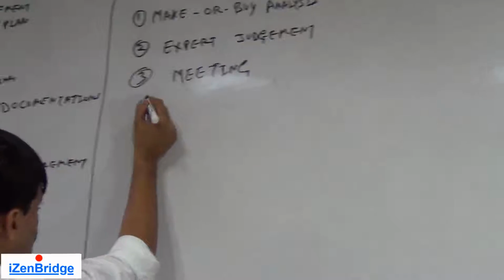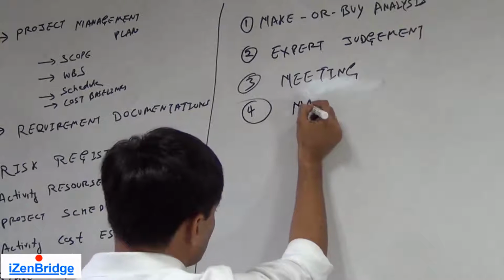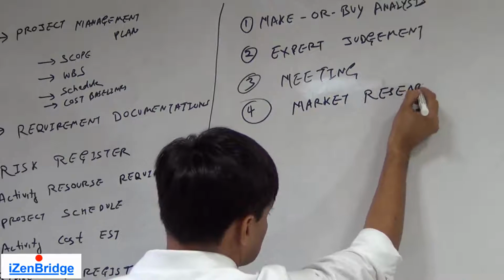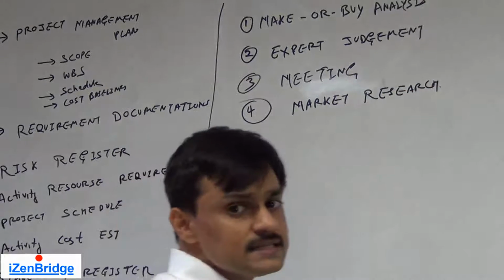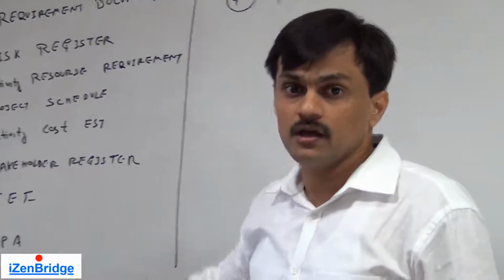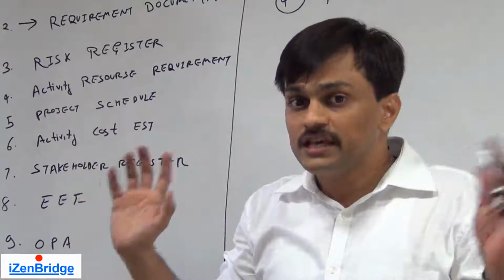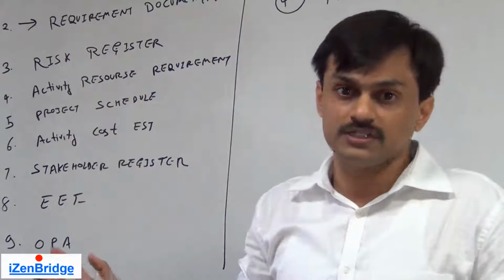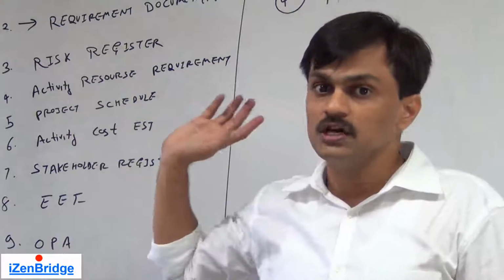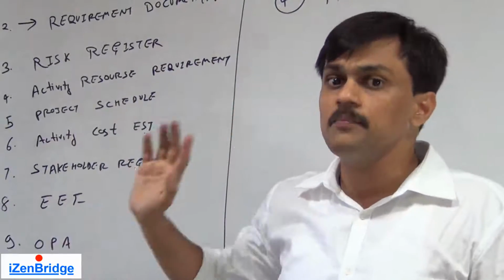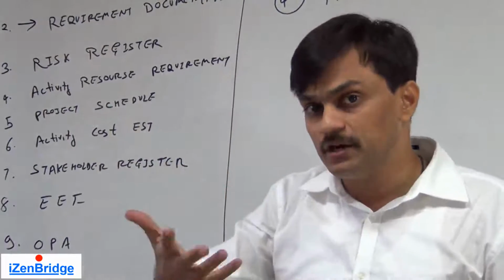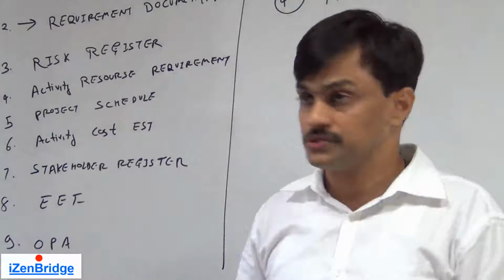We have one more tool and technique, which is market research. Now this market research is talking about, look at the environment, use the enterprise environmental factors and identify what kind of things can be made easily from outside and what kind of work should be done in-house. Also find out some rates, some economical details, some possible companies who can perform this type of work. Also identify which type of bid, which type of procurement documents are in use.